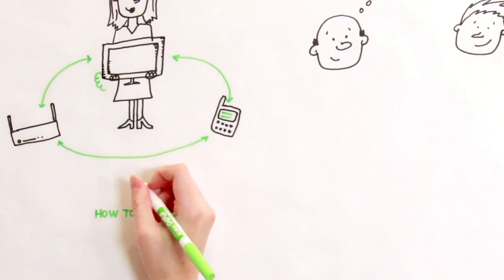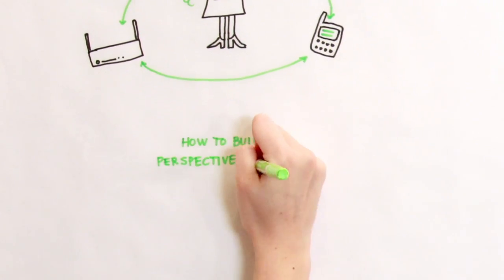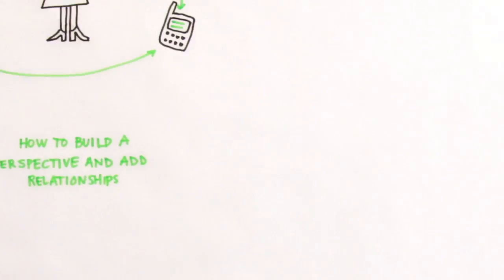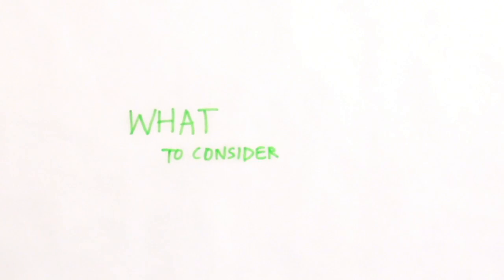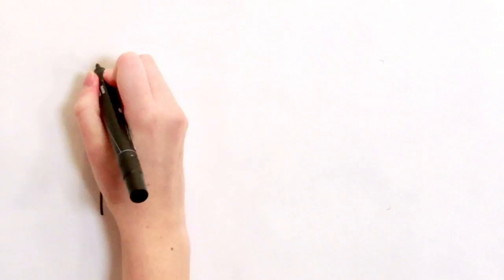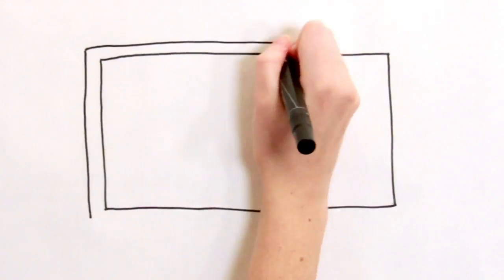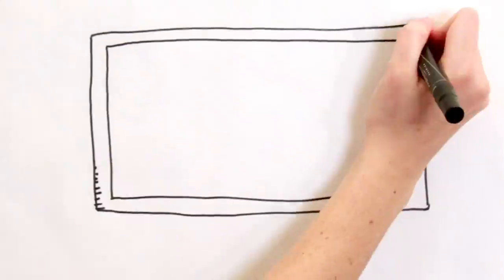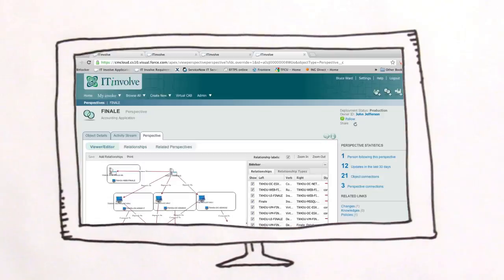In this video, we will cover how to build a perspective and add relationships, and what to consider when building a perspective. Each person or department in an IT organization can create a perspective that best helps them visualize relationships and collaborate as they work on change, incident, or problem management cycles.